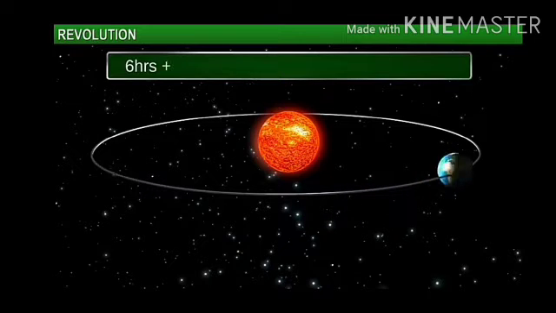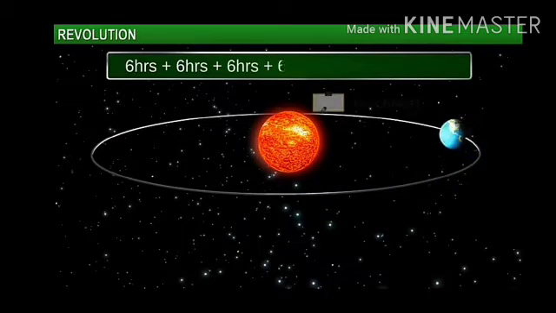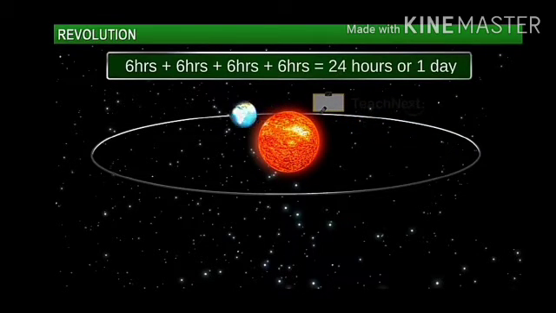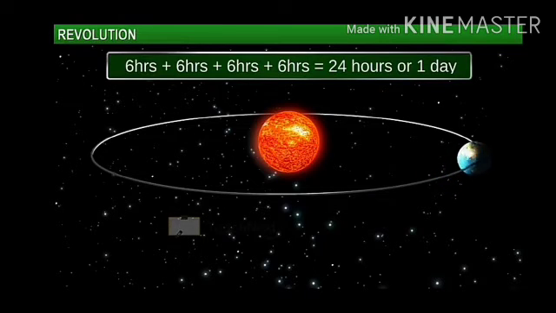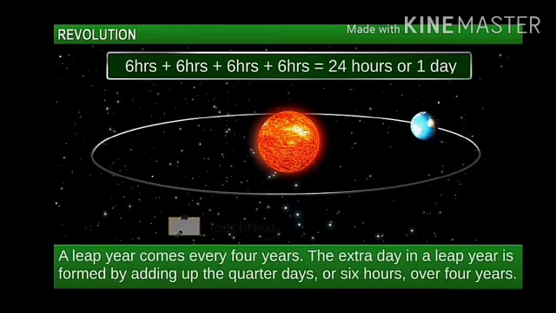Over 4 years, the remaining 6 hours add up to 24 hours, or one full day. This day is added to the calendar every 4 years. This is why every fourth year is a leap year, or in another way we can say a leap year comes every 4 years. The extra day in a leap year is formed by adding up the quarter days, or 6 hours, over 4 years.